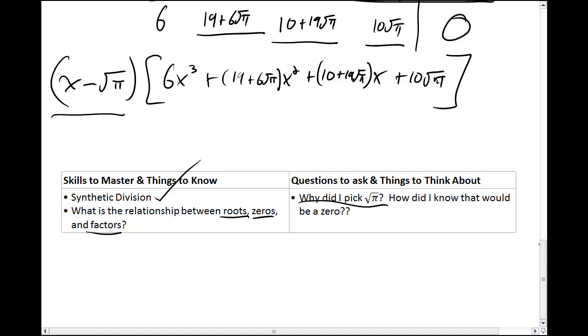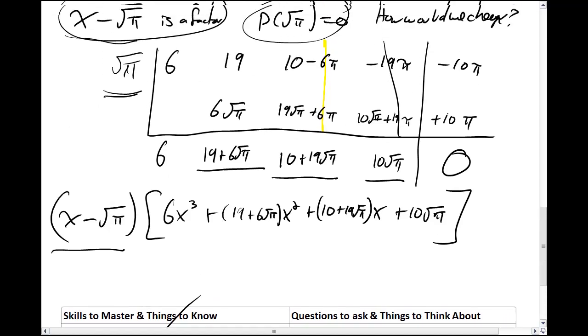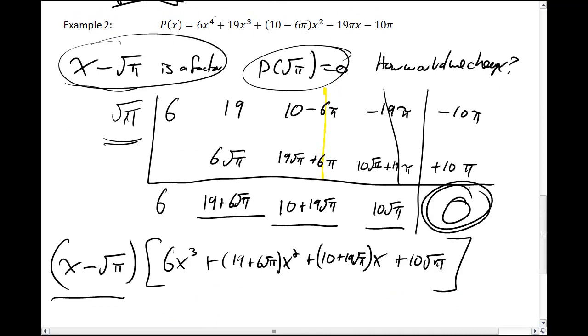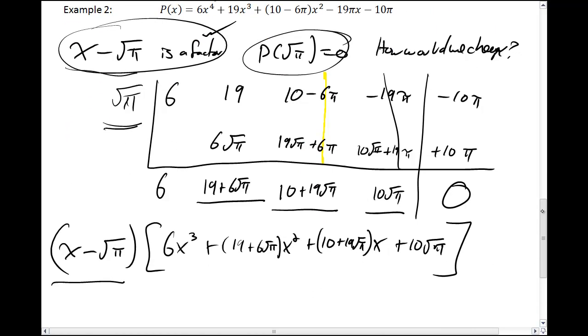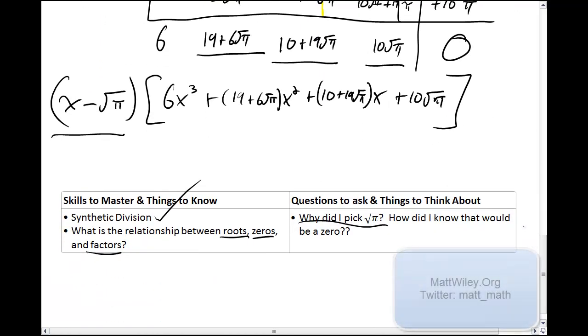How did I know to pick radical pi? How did I know that would end up being a 0? How did I know I was going to get this 0 remainder here when I first told you at the start of this that, look, I'm promising you that x minus radical pi is a factor? It worked out okay for us, but I shouldn't have to guess. There should be a way to know this. And that's going to be the next section.